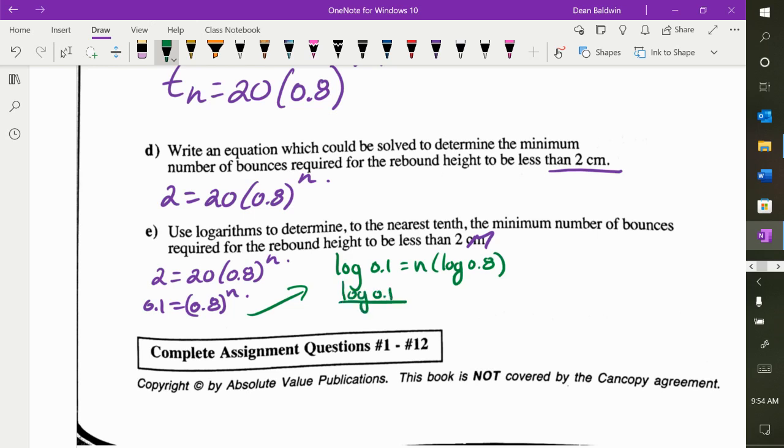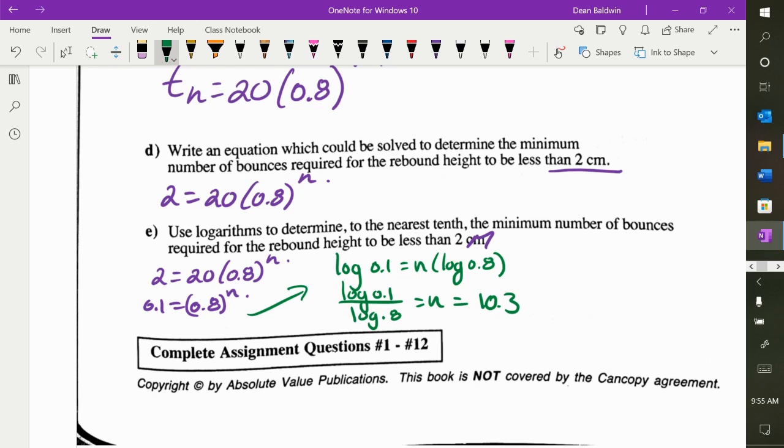So on your calculator, please go log 0.1 divided by log 0.8 and tell me what n is. 10.3. People get that? Okay. So it takes 10.3 bounces. I know 0.3 doesn't really make sense, but we'll just go with it. 10.3 bounces to bounce to 2, because that's what we solved.